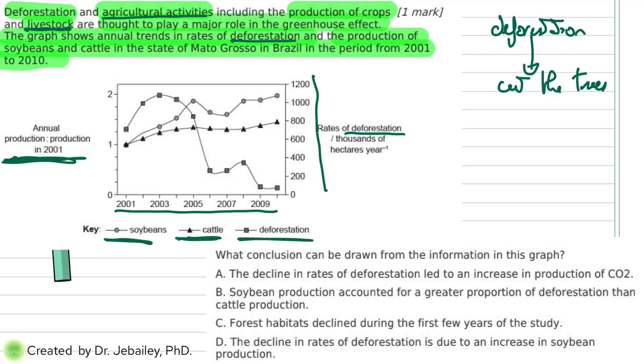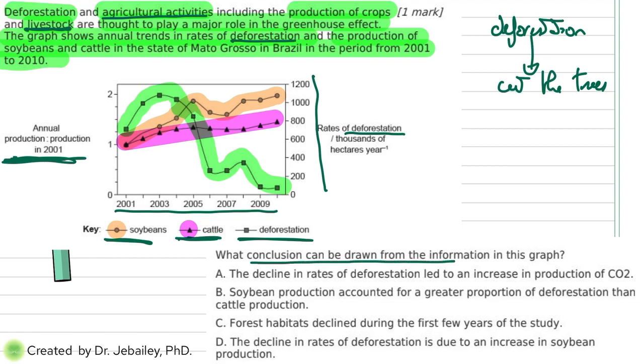So looking at this graph, you can see that deforestation in 2001 starts rising. By 2003, there's more deforestation. And then in 2005, it drops, and then deforestation rises again, and then it drops. And then you can see with the soybeans, for instance, from 2001 all the way to 2009, there's a rise, and there's a little bit of drop and then a rise again. And for the cattle, it has a slight increase going from 2001 to 2009. So we have looked at it, understand a bit. Now let's go straight to the questions, or should I say the answer options. What conclusion can be drawn from the information in this graph?